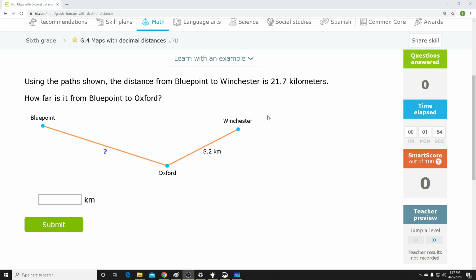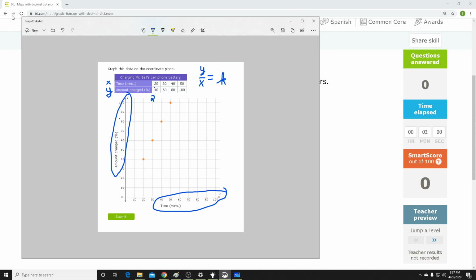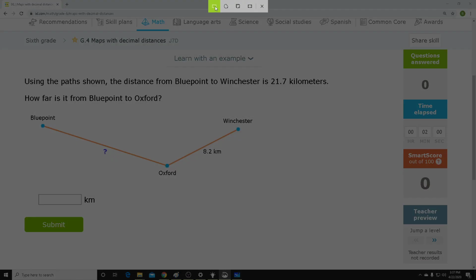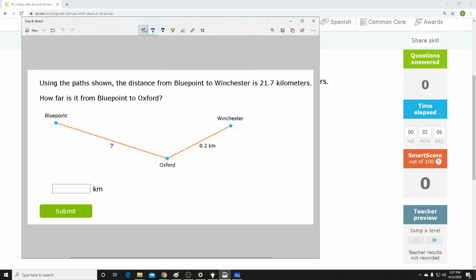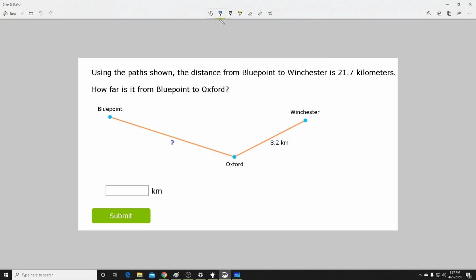So, let's take a look here. So we have, let me clear this. This is something I'm trying out today. We'll see how it goes.